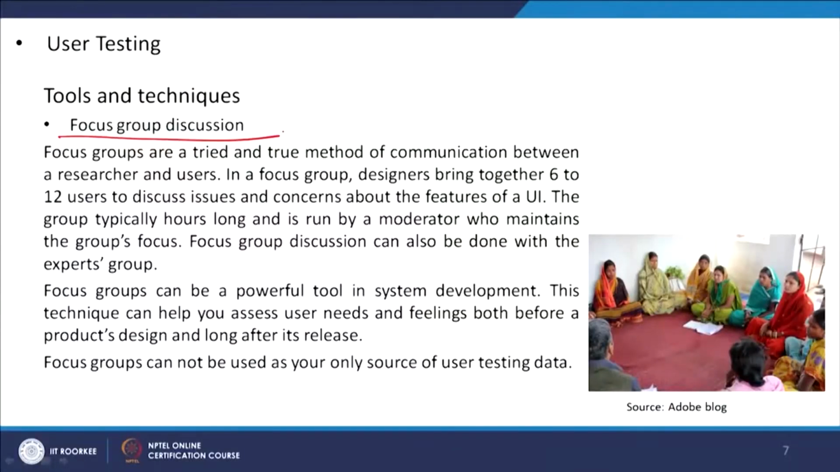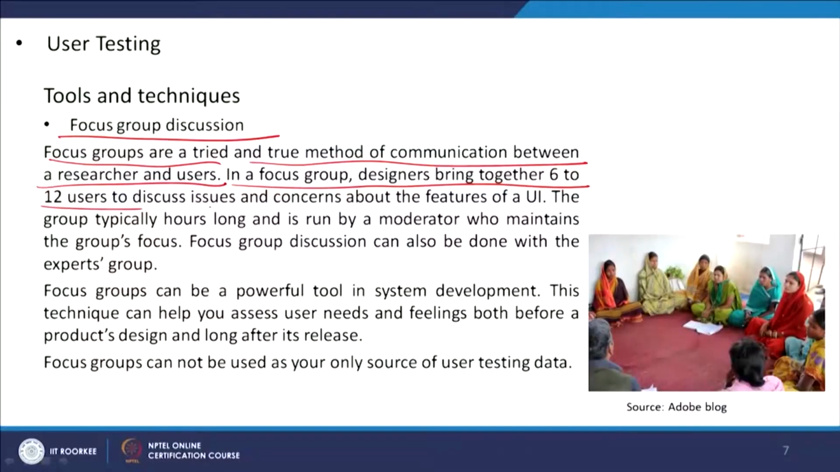Now the next tool and technique is the focus group discussion. Focus groups are groups of users, and this method is used to communicate between the researchers and the users. In a focus group, designers bring together 6 to 12 users on average. It can be more, it can be less, but it cannot be a very large number like in quantitative research, because then everybody's opinion cannot be heard, there will be chaos in the group, and everybody cannot give an in-depth opinion. So focus groups are targeted at a small number of users who give in-depth opinions.